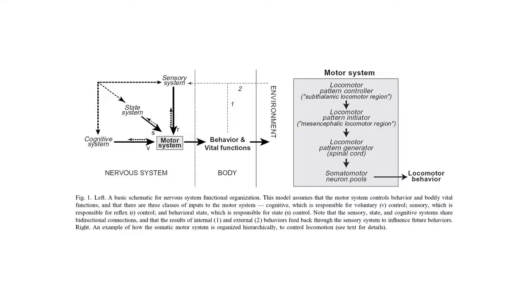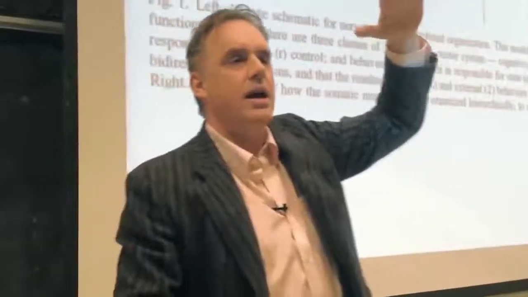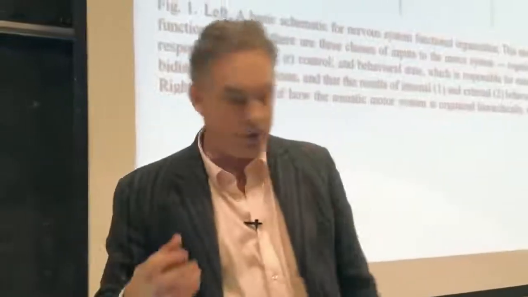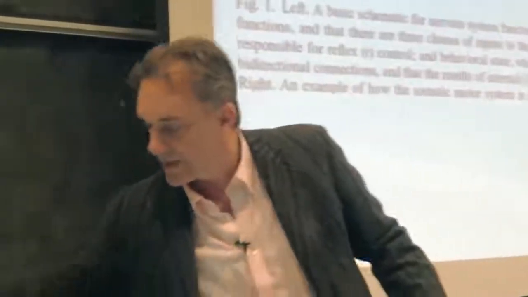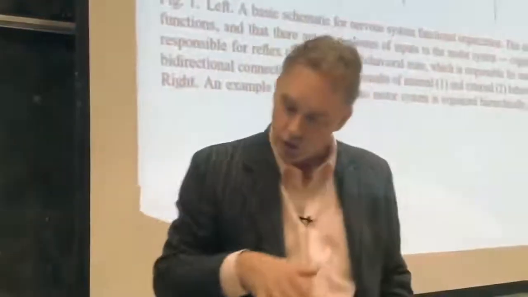Swanson points out that the motor system has three sets of inputs. So the cognitive system, that's a level of abstraction that's way up in the brain. The cognitive system is where you might do a voluntary action. So you look at something, you say, well, I'm going to pick up this piece of paper. And so that's top-down cortical control.